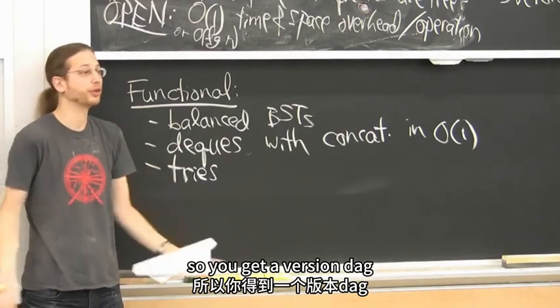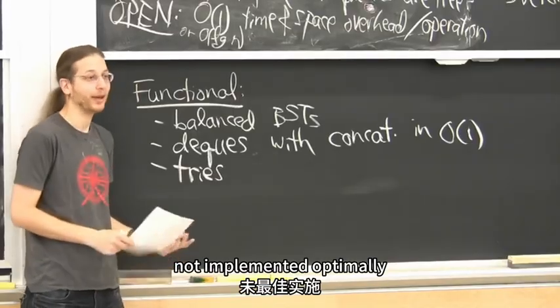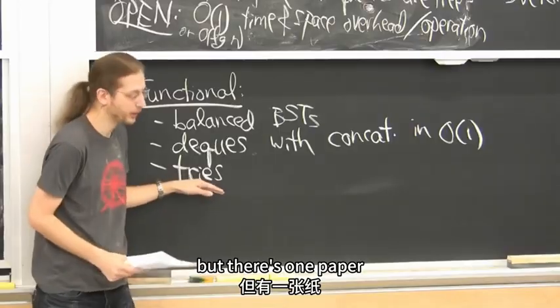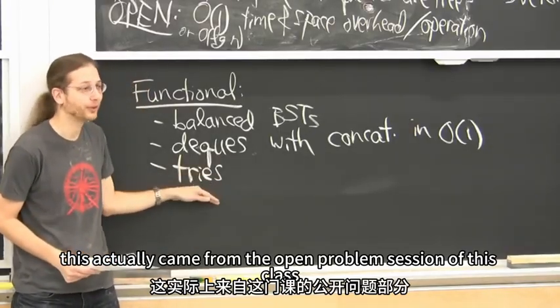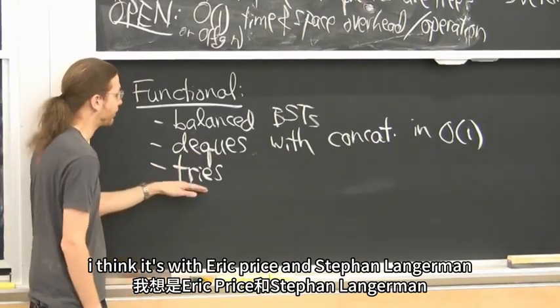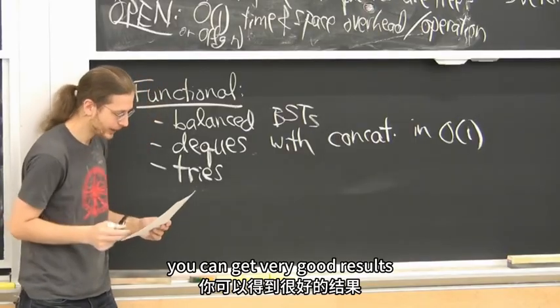So you get a version DAG. It's a confluently persistent data structure. Not implemented optimally, because we don't necessarily know how. But there's one paper, this actually came from the open problem session of this class 4 years ago, I think. It's with Eric Price and Stefan Langerman. You can get very good results.